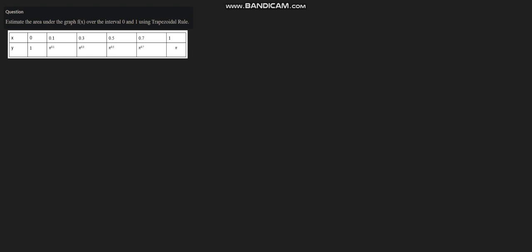Alrighty, for this question, estimate the area under the graph f of x over the interval 0 and 1 using the trapezoidal rule. So we have this graph over here, this little chart, and we want to use the trapezoidal rule. So what is the trapezoidal rule? It's to find the area under a graph, right?